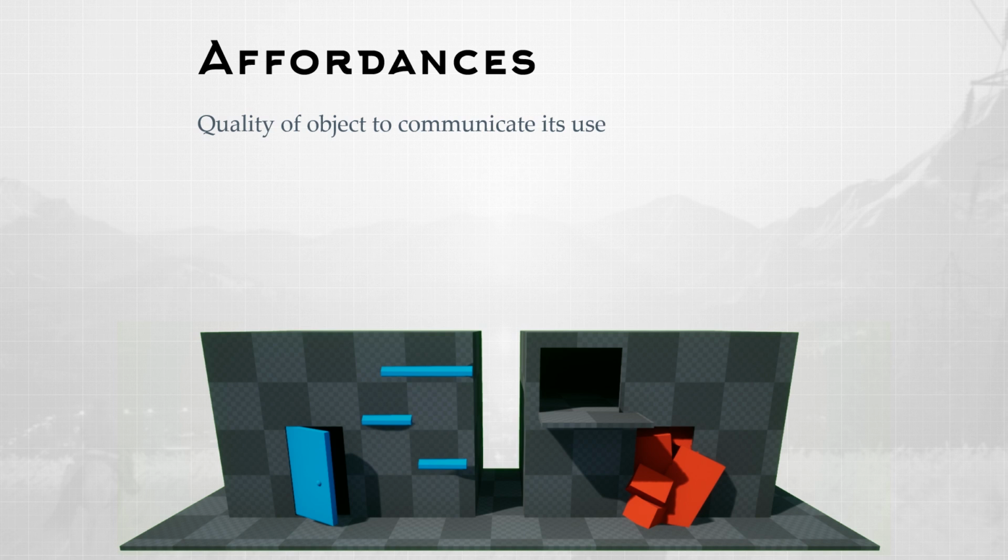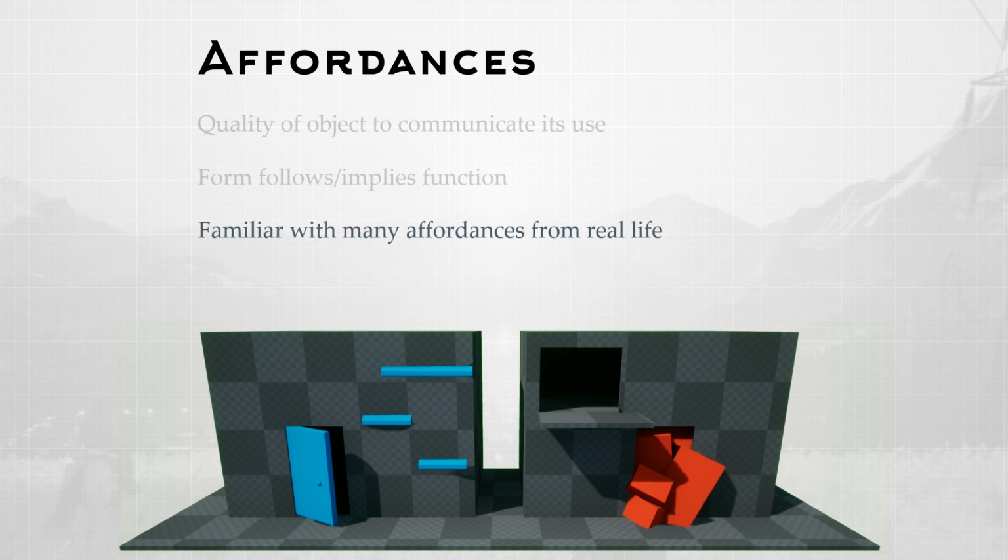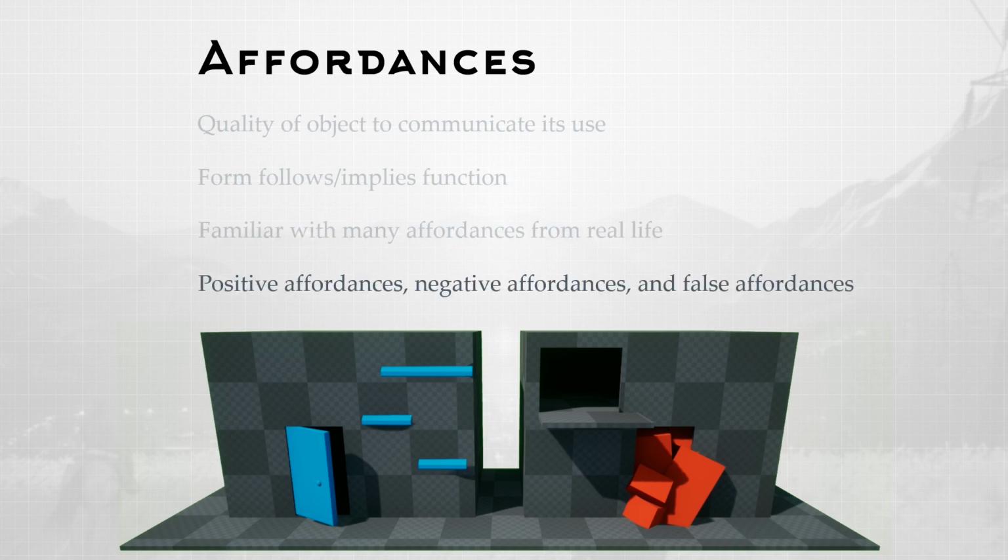This is often associated with the saying that form follows or implies function, and you're probably familiar with a lot of affordances from real life. The handle of a door affords grabbing and pulling, whereas the handle of a teacup affords grabbing and picking up. Ladders naturally afford climbing because of the way they're constructed, and there are many other examples of affordances. They're almost everywhere.